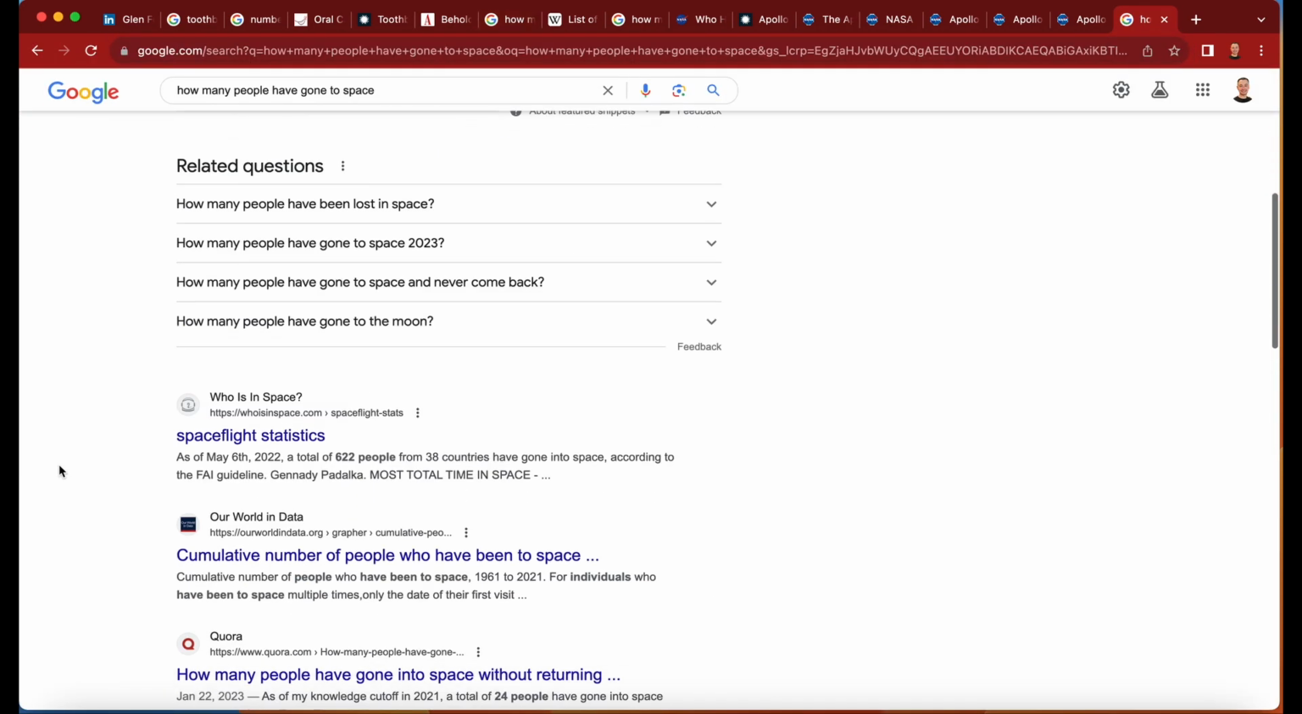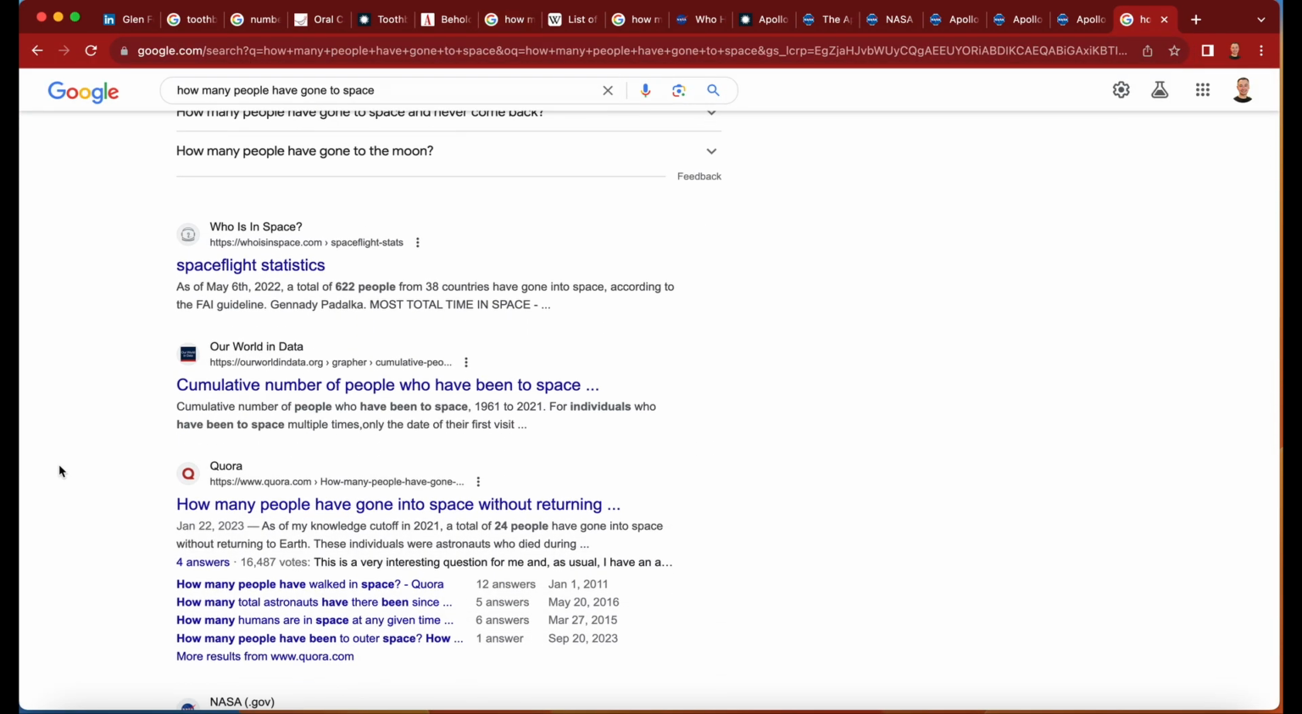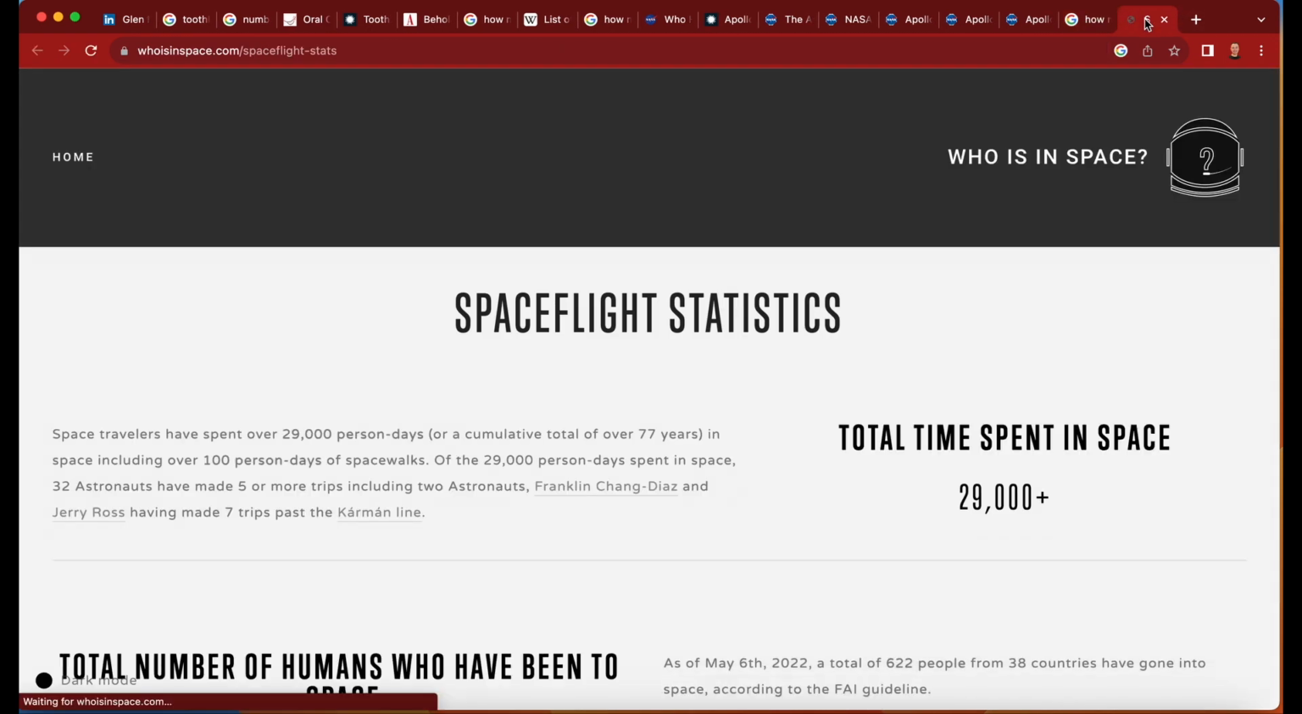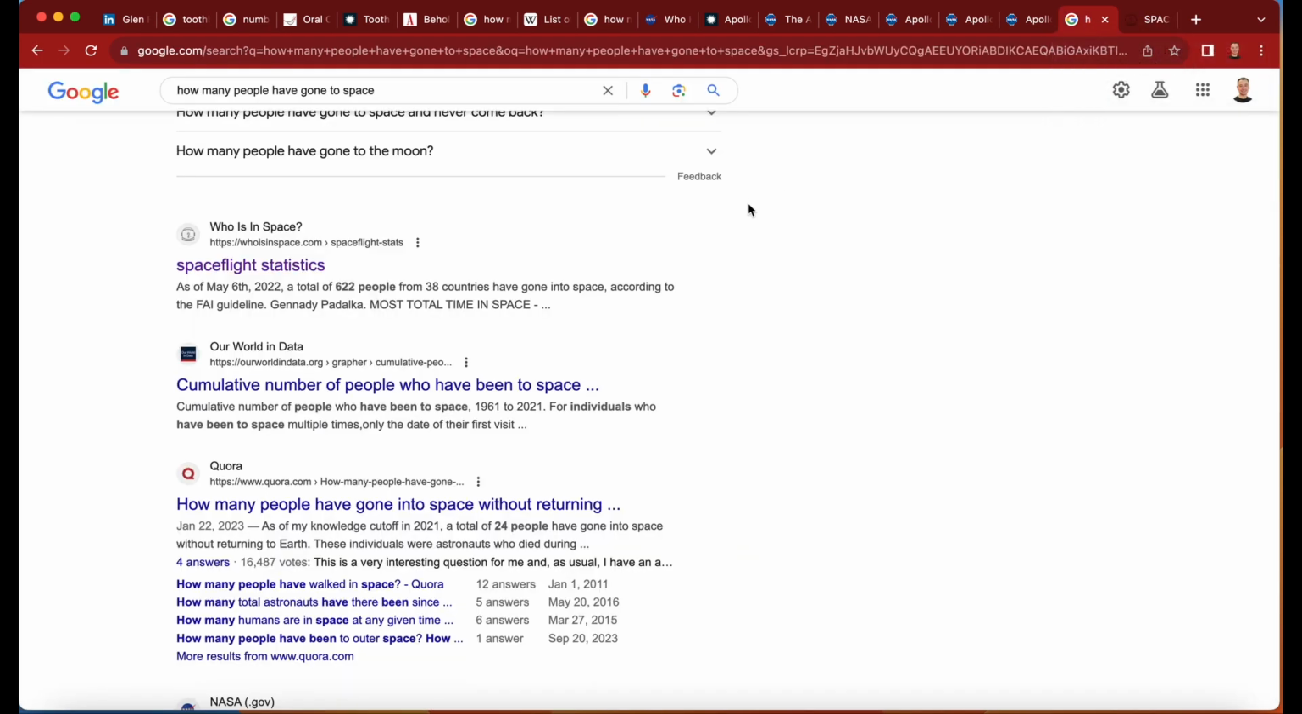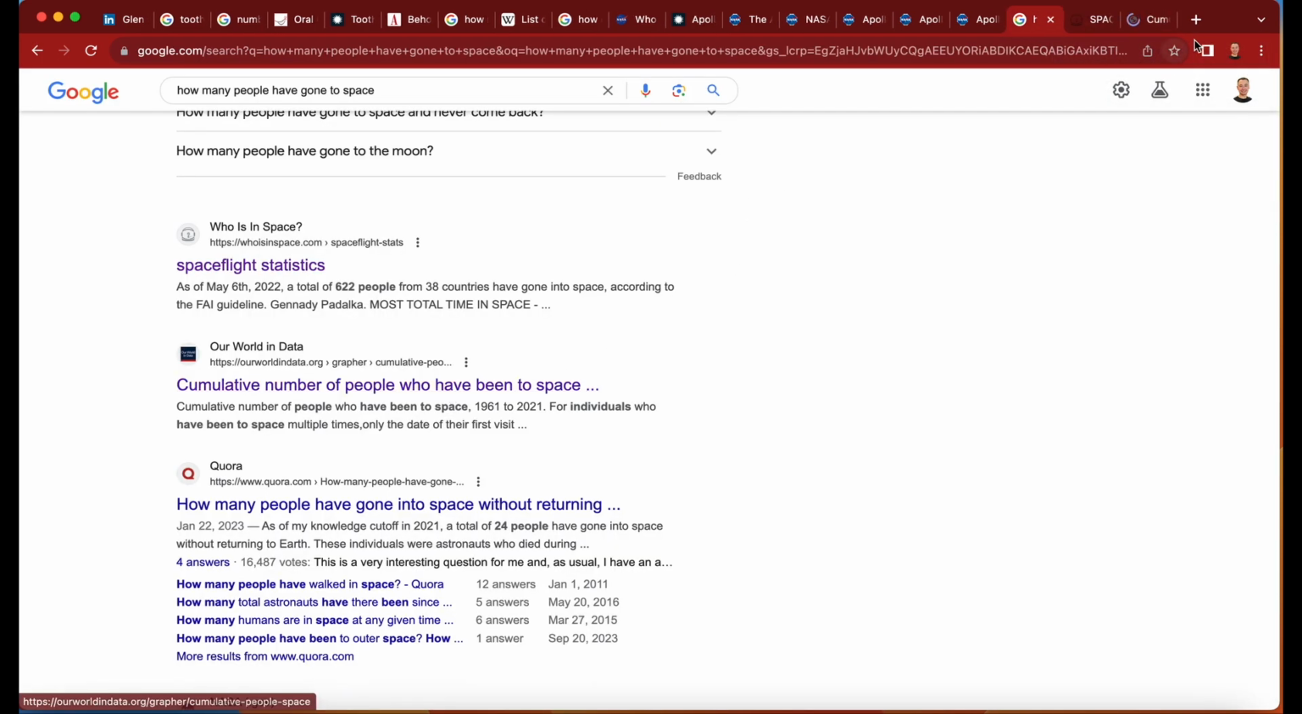We have a Wikipedia source. Who is in space? That's going to be current. Let's see. Here we go. That's a year ago, though. Is there anything newer? There have been more launches, though. Our World in Data. Let's see if we got something.